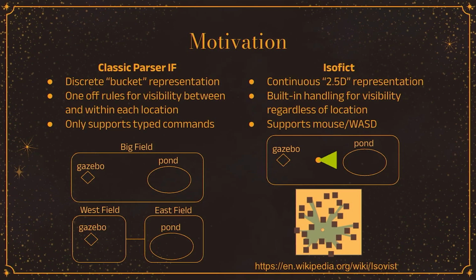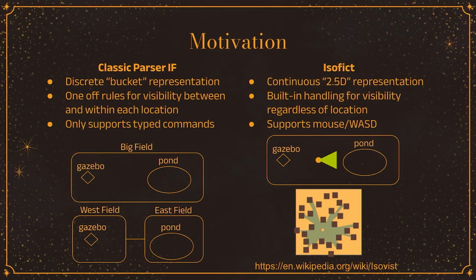Or the author could create two separate locations in the field, one with the gazebo and one with the pond. But in that case, even though the game might say that you can see the gazebo from the pond, you won't be able to examine or interact with it in any way, even though you would think that you would be able to see that. And to get around this, authors have to come up with ad hoc rules for when things are visible or interactable between different locations.